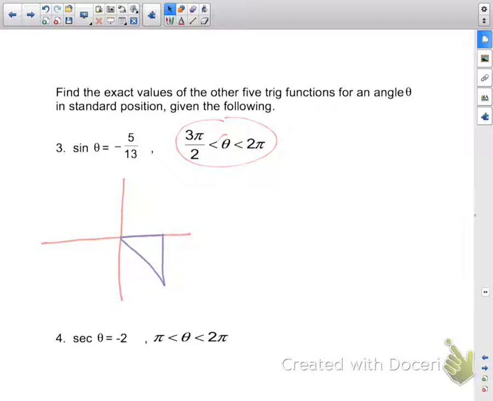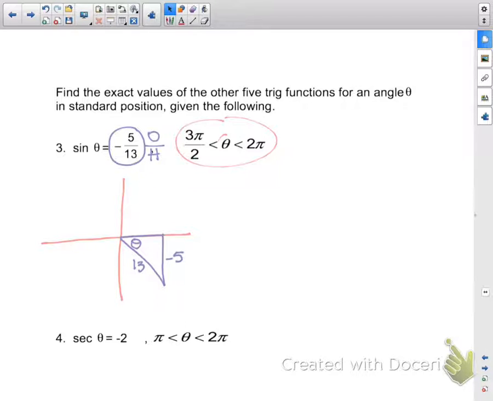Now we interpret what we've been given here for our sine value. They've given us a sine value. What this does is it gives me two sides of the triangle. Sine is known as what over what? Opposite over hypotenuse, right? So, they're telling me in this triangle, the opposite side from my angle is what? -5. My hypotenuse is going to be what? 13.